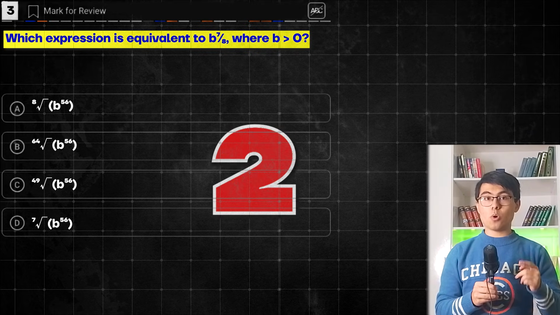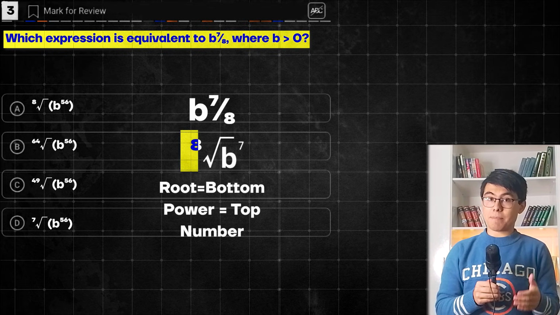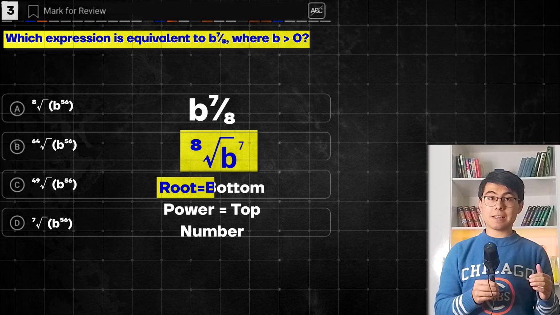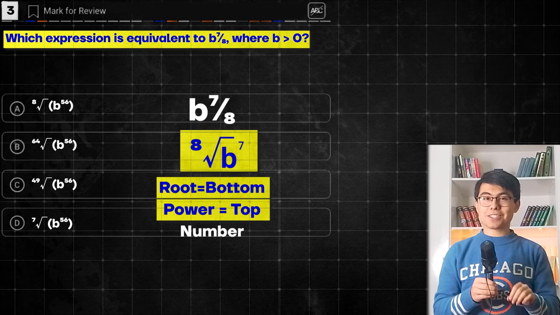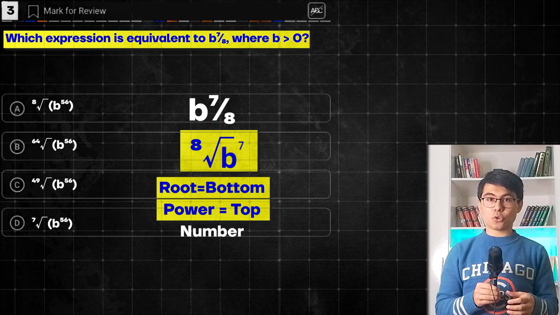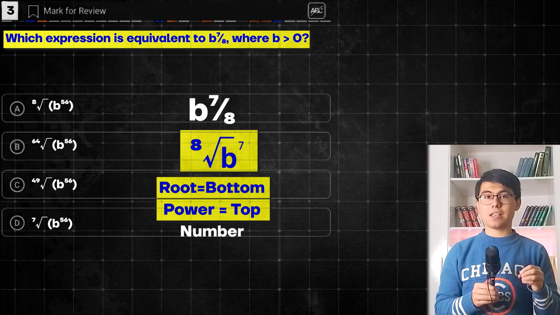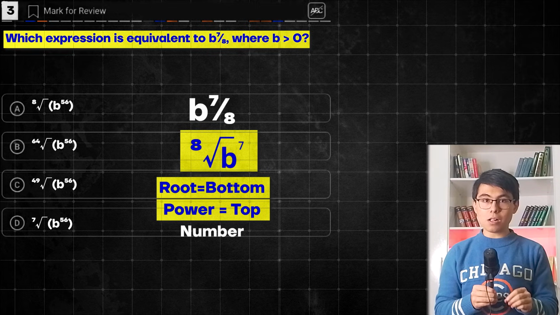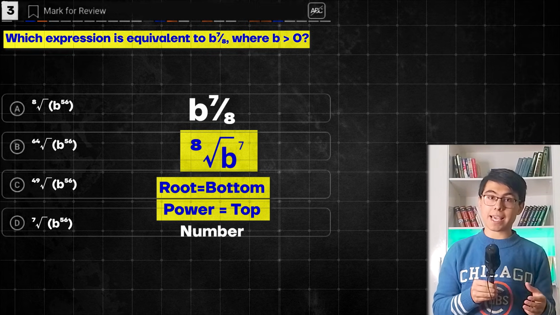3, 2, 1. So b to the power of 7/8 means the 8th root of b to the power of 7. Root is the bottom number and power is the top number. But here's the crazy part. In order to find the correct answer choice, if we look at the choices, none of them have this. But what if we multiply both the top and the bottom by 8?